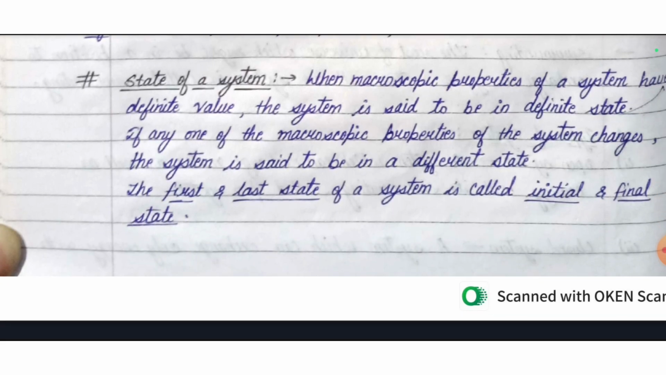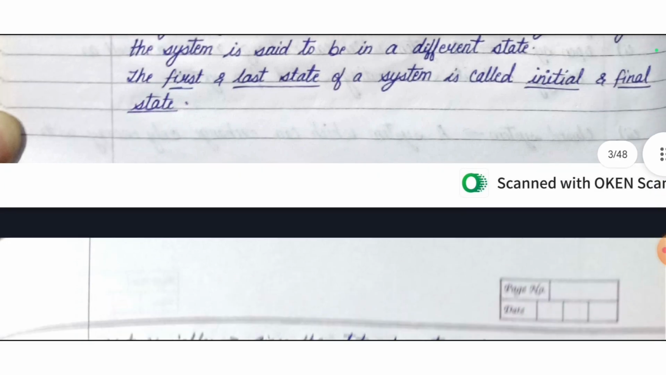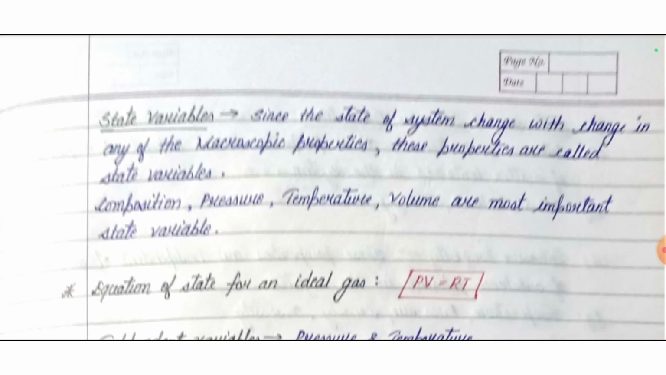State of a system. When macroscopic properties of a system have definite values, the system is said to be in a definite state. If any one of the macroscopic properties of the system changes, the system is said to be in a different state. The first and last state of a system are called the initial and final state.